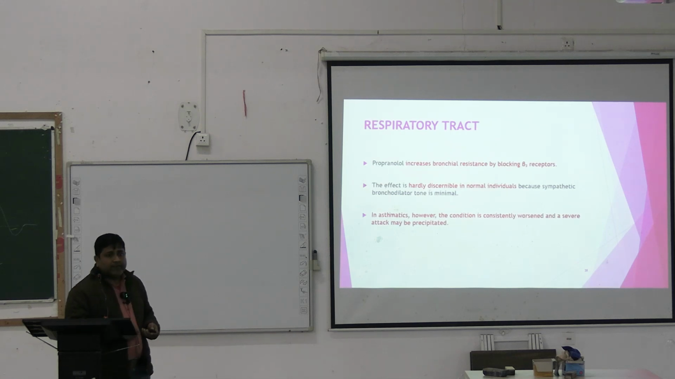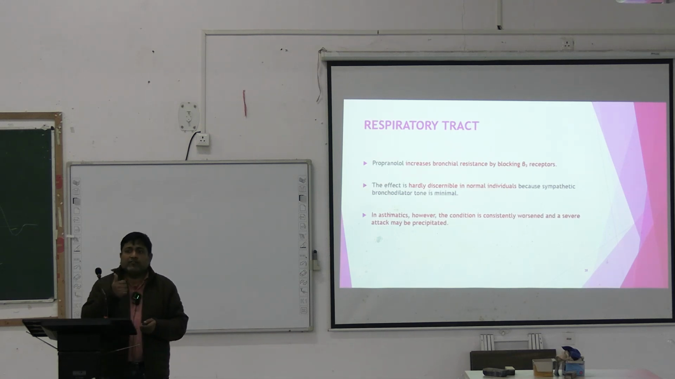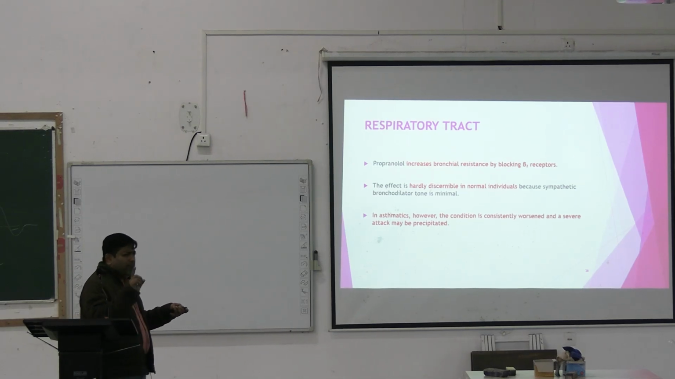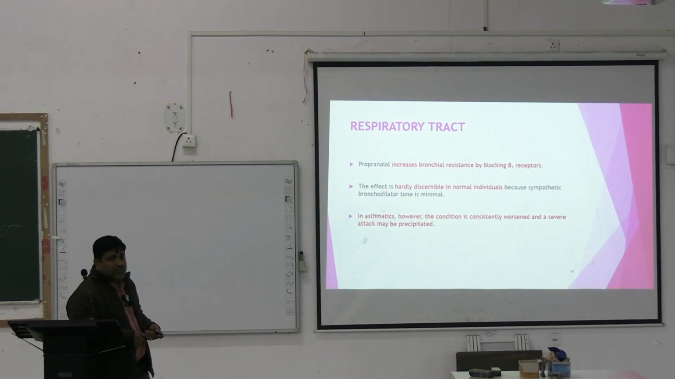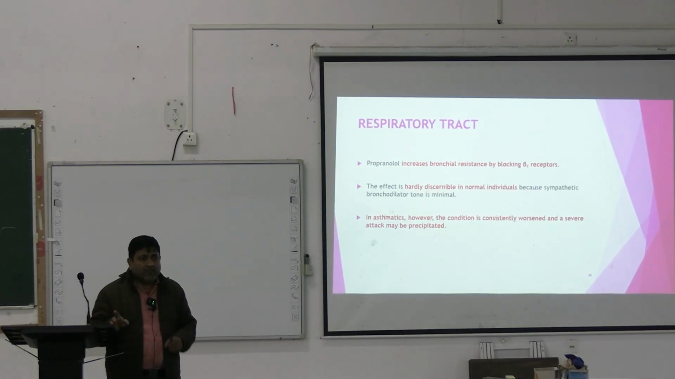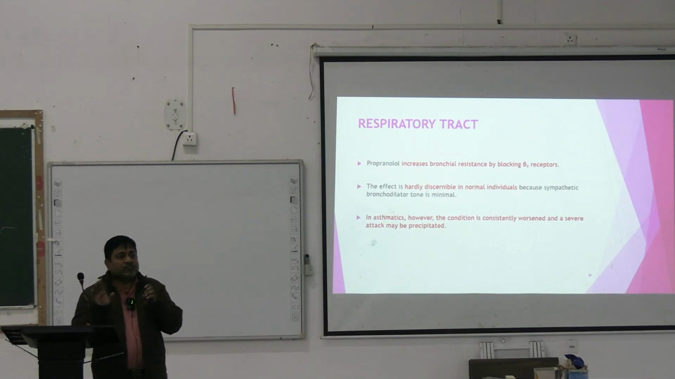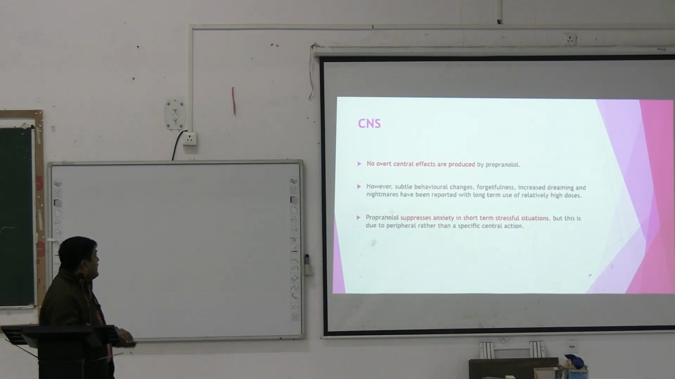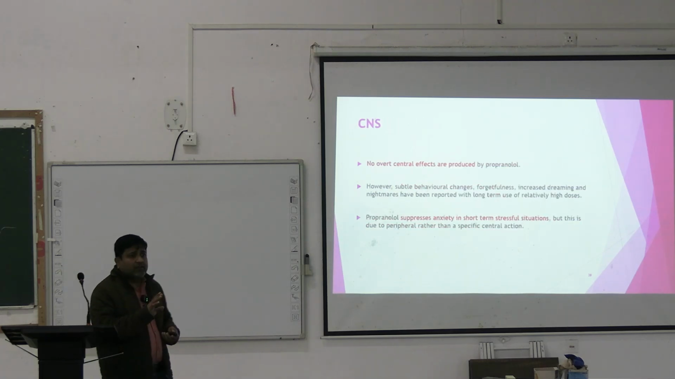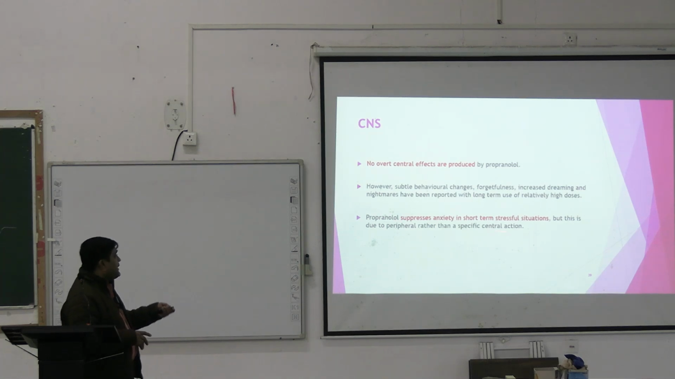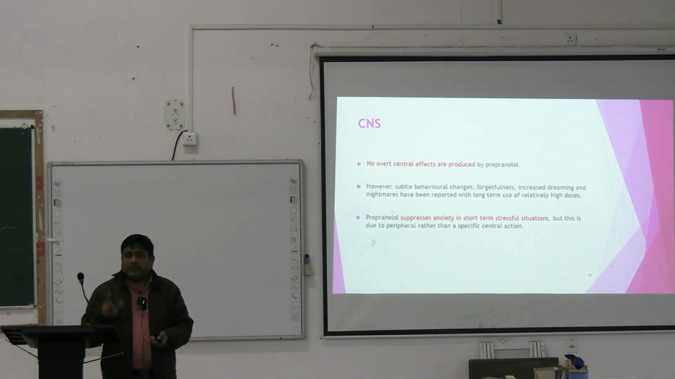Now the respiratory tract: in bronchial muscle tissue there are beta 2 receptors. Now giving beta blockers will cause bronchoconstriction. This is not of any clinical importance in normal individuals, but in patients of asthma or COPD, severe bronchoconstriction can occur and can lead to a severe health crisis. Now the central nervous system: generally no overt central effect is seen. Propranolol suppresses anxiety in the short term.